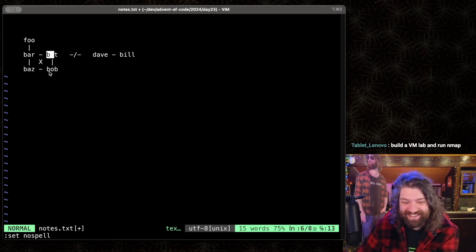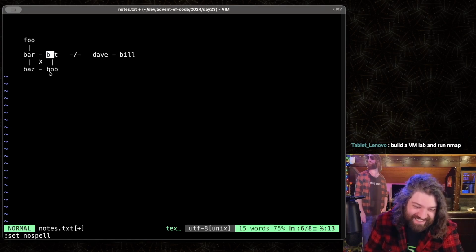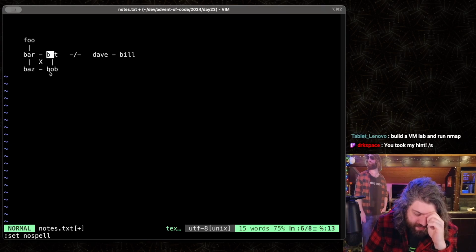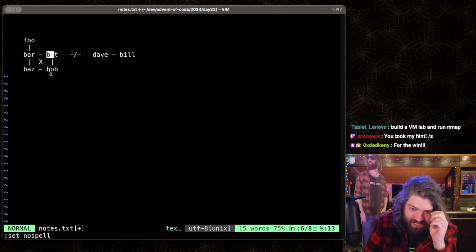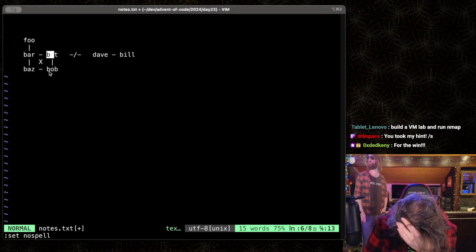I like this one. This is the best hint I've gotten so far. Build a VM lab and run Nmap. I really like that one. That's so stupid. Oh my god. Hook every computer up to a hub. Start a ping every second, and then count how many pings we see at every single hub in a second. That sucks. You took my hint. Oh my god, I'm going crazy. Oh man. Okay.